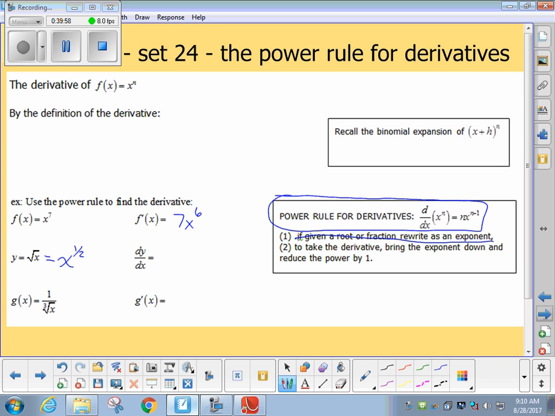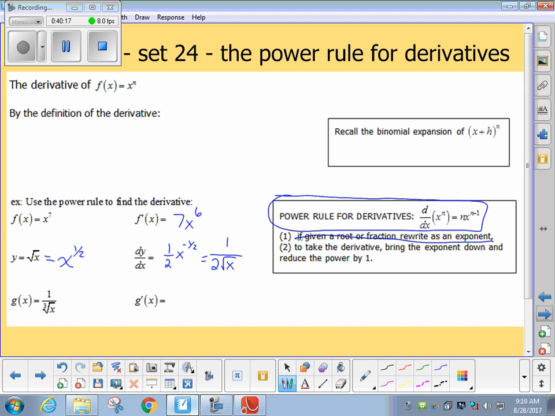What's the derivative of x to the half? 1/2 x to the negative 1/2, which as a multiple choice answer might be written as 1/2 root x. Okay?